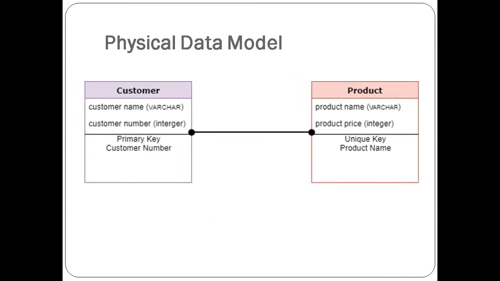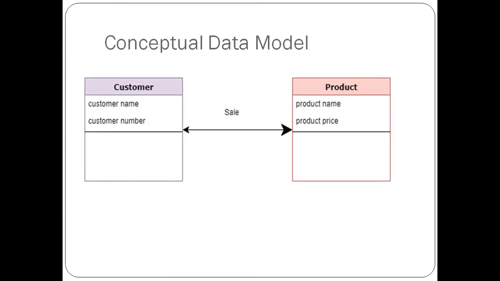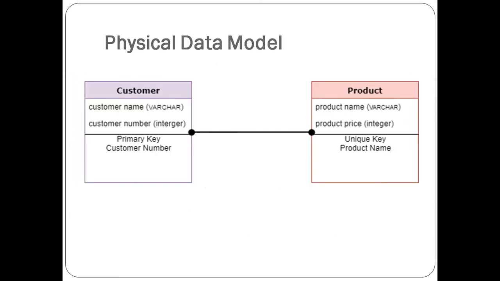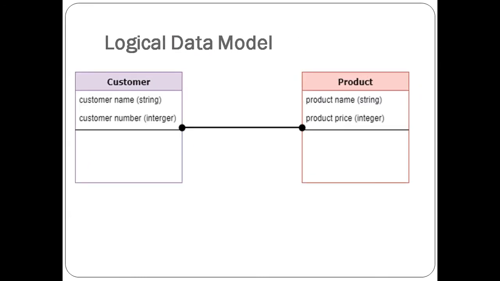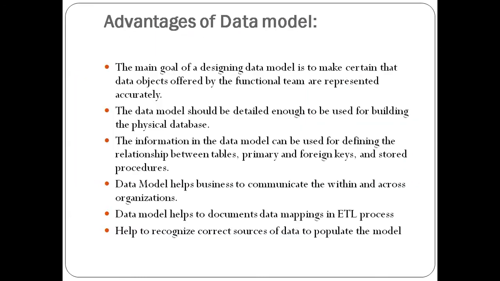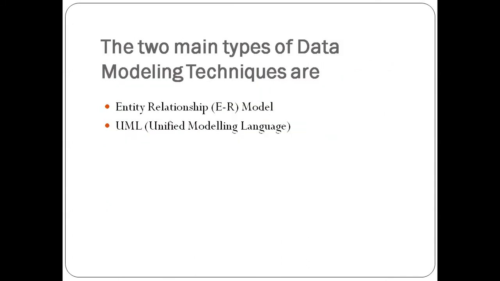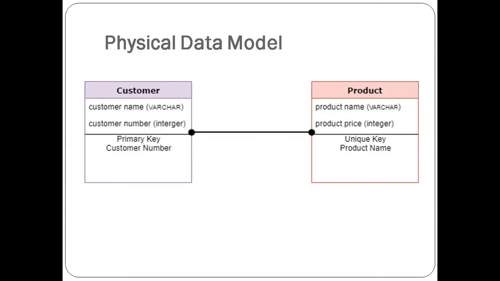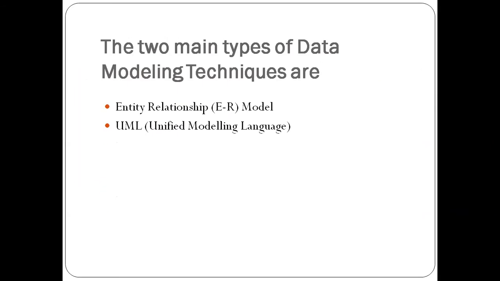See, all three are quite the same. All three have customer and product. The only difference is that the level of detail has increased. So this is a general logical model. But how do you design a model for a project? We make use of some data modeling technique, to design these different types of data models. Those techniques: number one is the ER diagram or ER model, and another is UML.